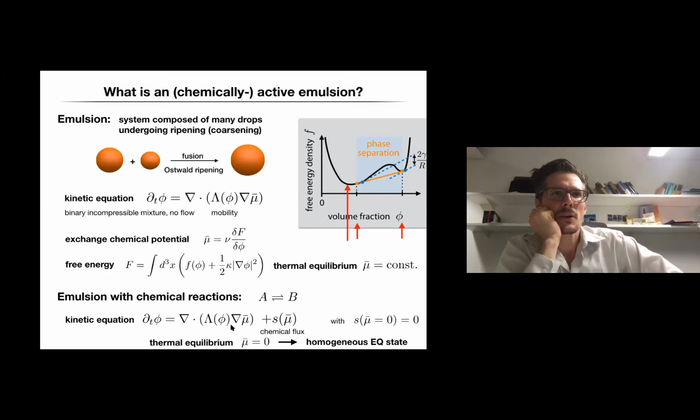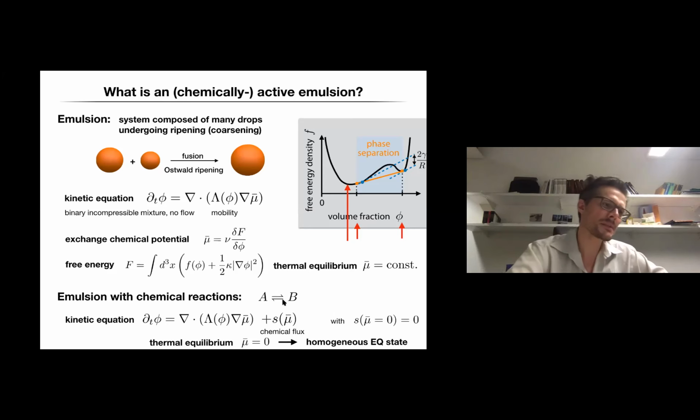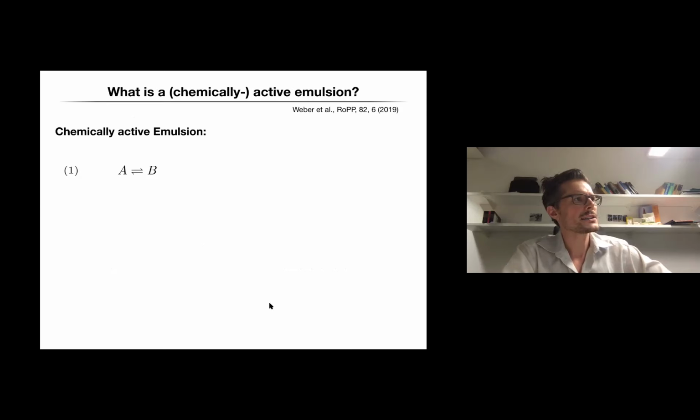The chemically active emulsion actually differs because it makes sure that this chemical reaction cannot equilibrate. So it continuously uses some energy to push this away from equilibrium. Let me explain this step by step. For that, we have to rewrite this chemical flux of the system a little bit. First, the thermodynamic system. So how would you do it?